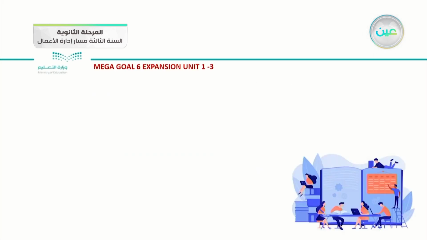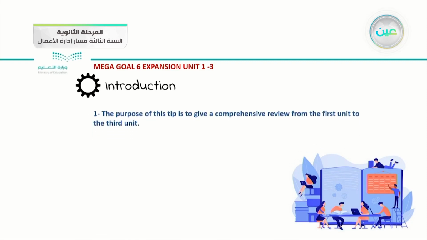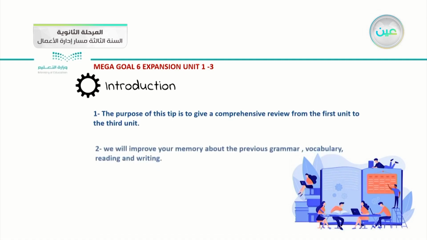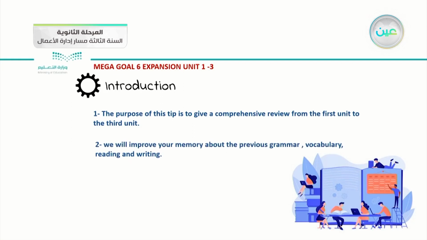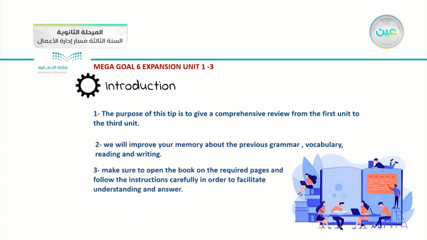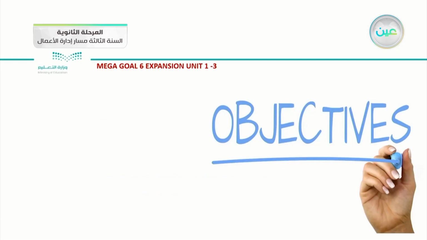Our lesson today is from Expansion 1 to 3 of Mega Goal 6. At first, we want to introduce our lesson. Number one, the purpose of these tips is to give a comprehensive review from the first unit to the third one. Number two, we will improve your memory about previous grammar, vocabulary, reading and writing. Number three, make sure to open the book on the required pages and follow the instructions carefully in order to facilitate understanding and answering.